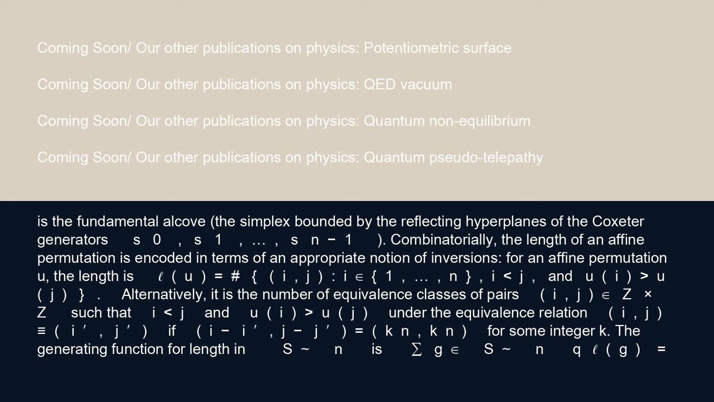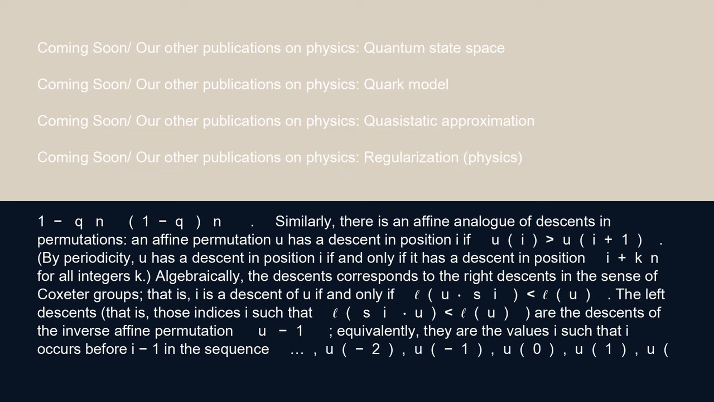Combinatorially, the length of an affine permutation is encoded in terms of an appropriate notion of inversions. For an affine permutation U, the length is the number of pairs IJ, with I an element of 1 to N, I less than J, and U(I) greater than U(J). Alternatively, it is the number of equivalence classes of pairs IJ in Z times Z such that I less than J and U(I) greater than U(J), under the equivalence relation IJ identical to I' J' if I minus I', J minus J' equals KN for some integer K. The generating function for length in SN is the sum over G in SN of Q to the length of G equals 1 minus QN over 1 minus Q.